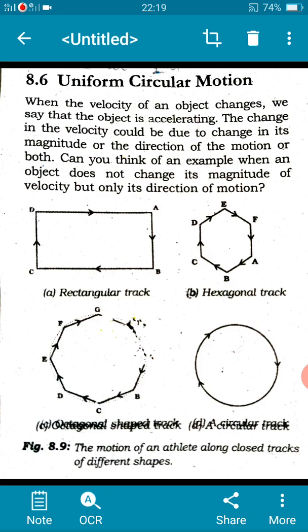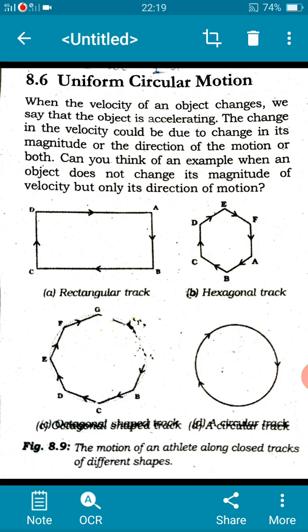If the athlete moves with a velocity of constant magnitude along the circular path, the only change in velocity is due to the change in direction of motion, isn't it? In a circular path, when he moves, the velocity changes only due to what? Only due to the change in direction. Here the speed remains the same.